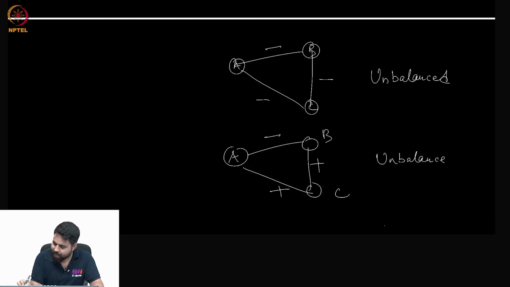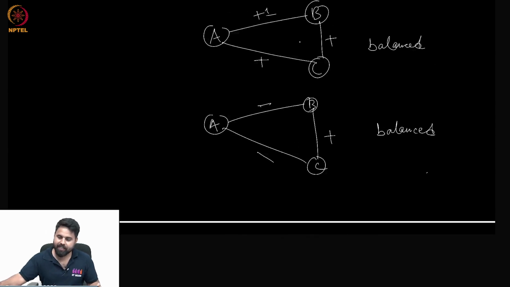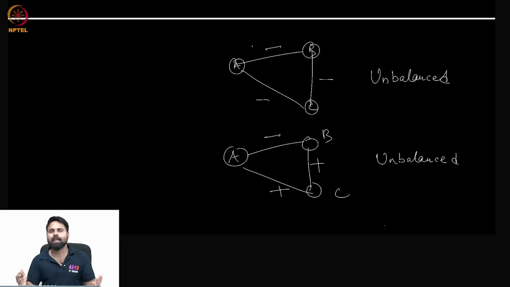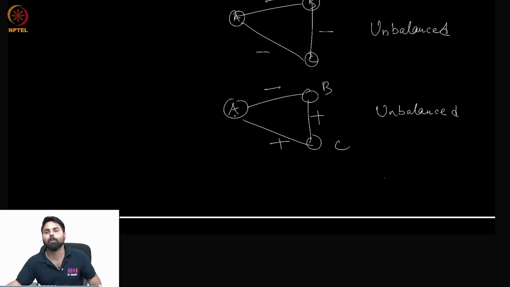So the summary here is, if in a triangle, or among three people, there are an even number of negative edges, we will call it balanced. So there are 0 negative edges, or 2 negative edges. If there are an even number of negative edges, we will call them balanced and otherwise unbalanced. And this concept of balance and unbalance in C3, a cycle on three vertices, is generalized to bigger cycles.